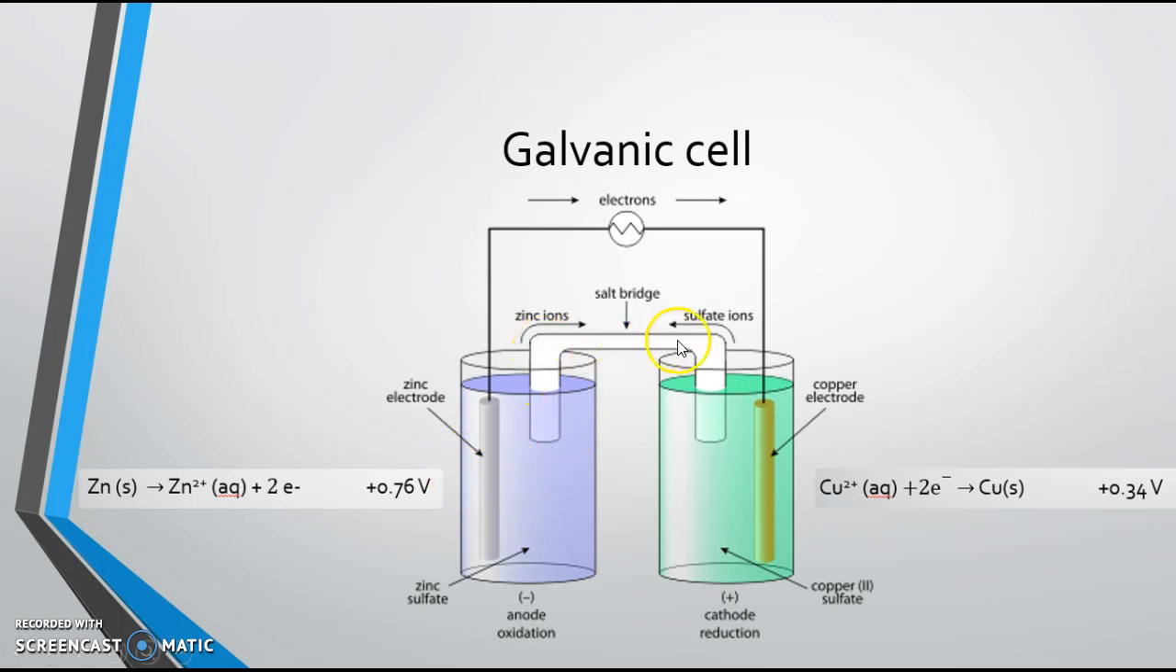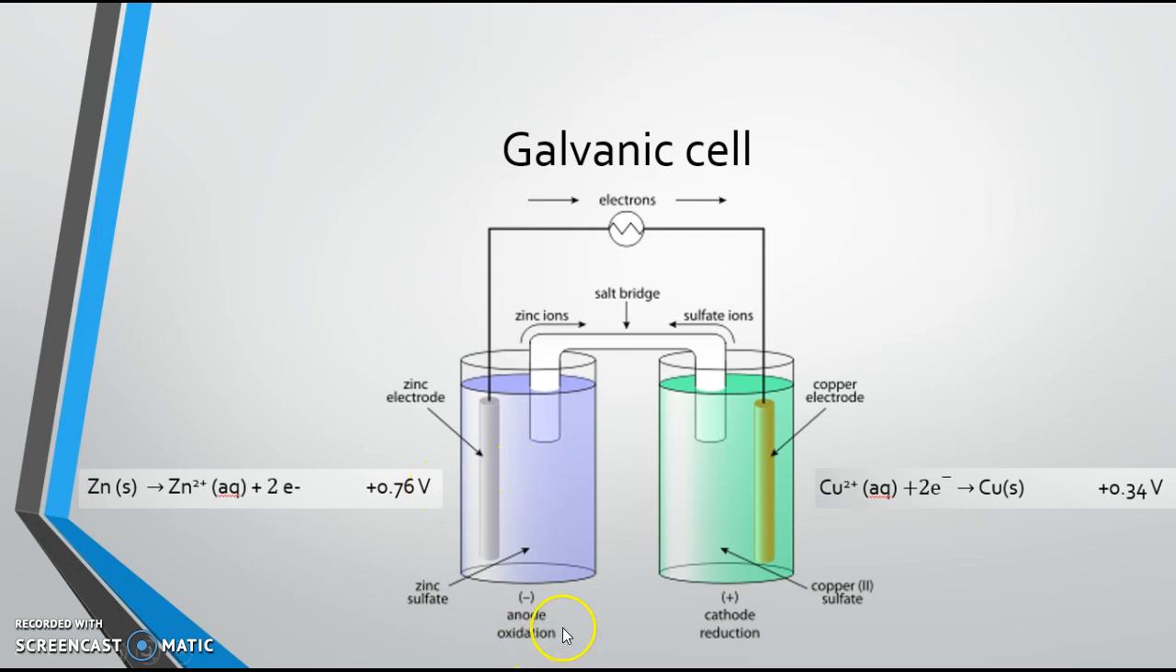To complete this circuit, I have to have a complete circuit, and I add a salt bridge so that we don't end up with a buildup of positive zinc ions on this side and a depletion of positive charge because I'm losing copper 2+ ions on this side. So the zinc ions will flow this way through the salt bridge, and the sulfate ions will flow this way to keep everything neutral. And then I will have a battery, and I can use it to conduct electricity.